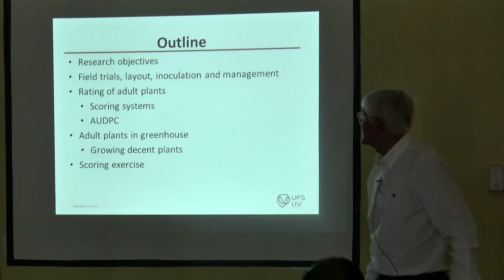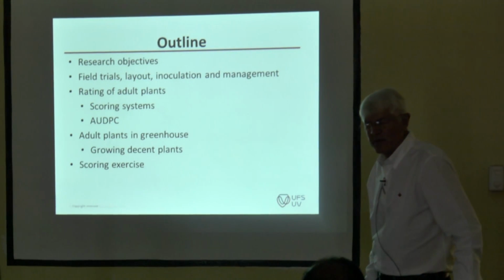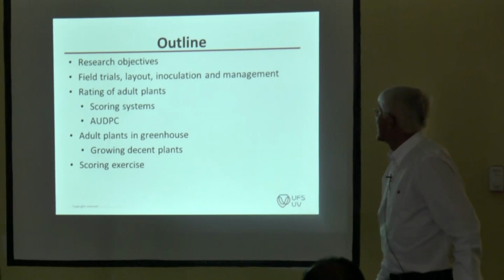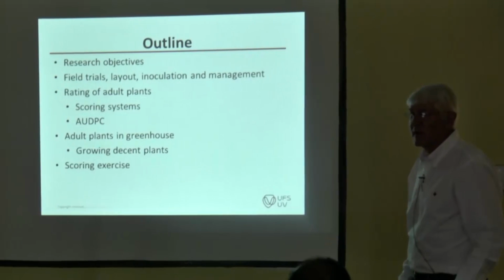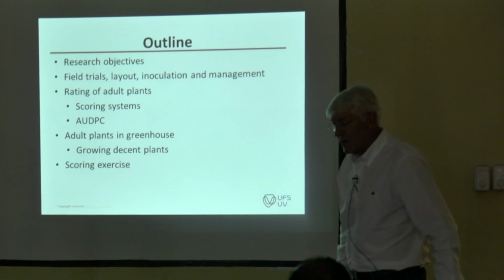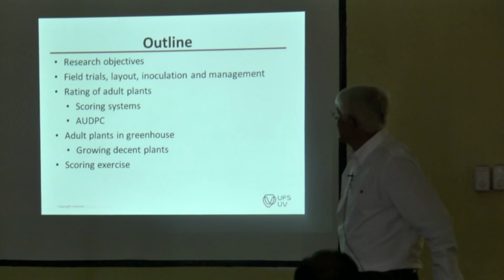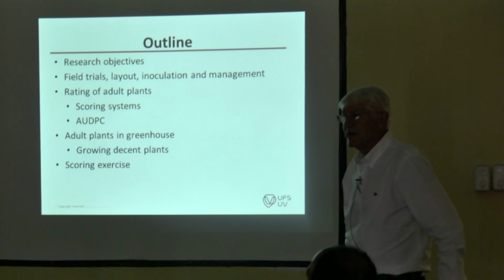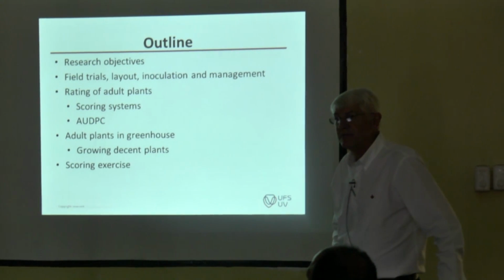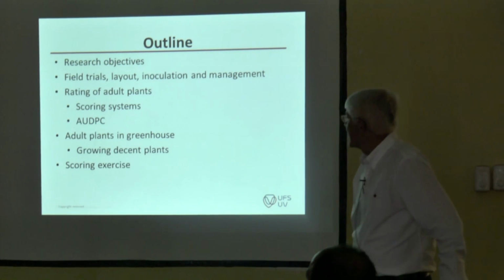I will just state what the research objectives may be, and then something about field trials and the layout, management, etc. Those of you that work in the field regularly will know this. Then we will get on to the rating of adult plants, the scoring systems. I also have an exercise or an example, how to calculate the area under disease progress curve using Excel, if you would like to have that information.